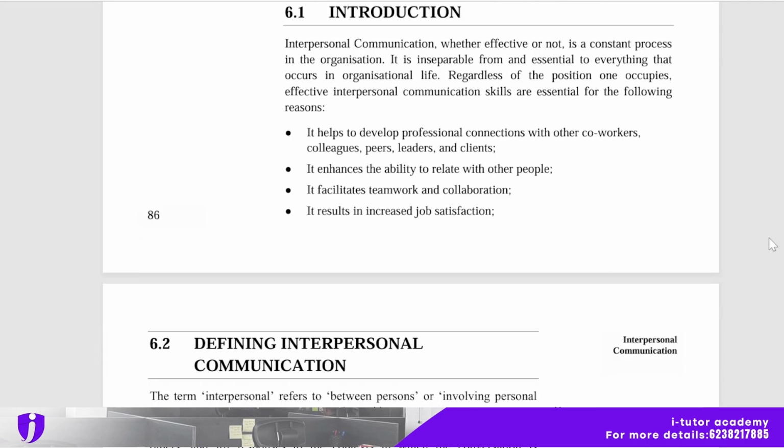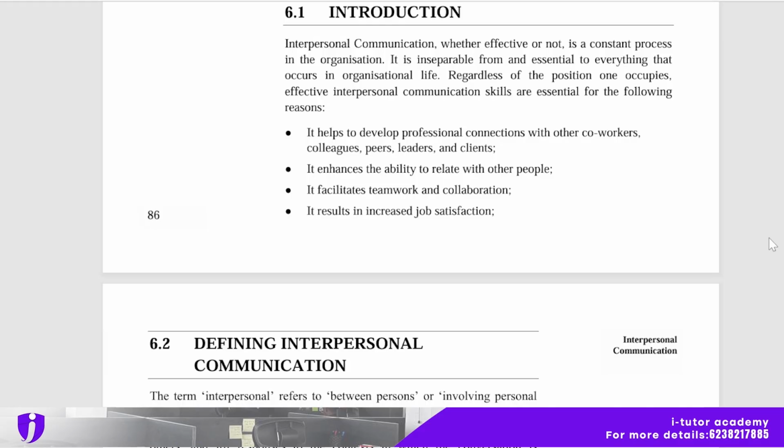Introduction. Interpersonal communication, whether effective or not, is a constant process in the organization. So interpersonal communication is a constant process and it is inseparable from and essential to everything that occurs in organizational life, regardless of the position one occupies.